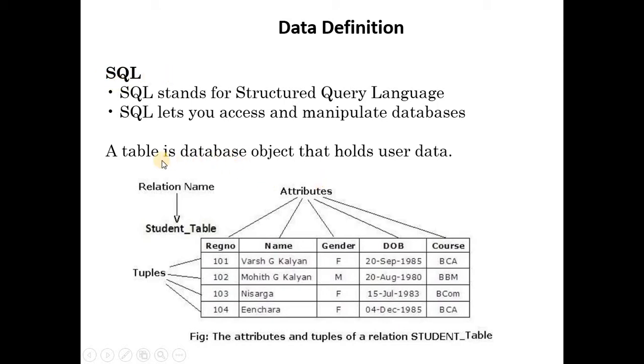As you already know, a table is a database object that holds the user data. This is student_table, the table name, and it is also called the relation name. The first row is nothing but your column names, which we call attributes. The subsequent rows, wherein the actual data is contained, are called tuples. Right, this you already know.